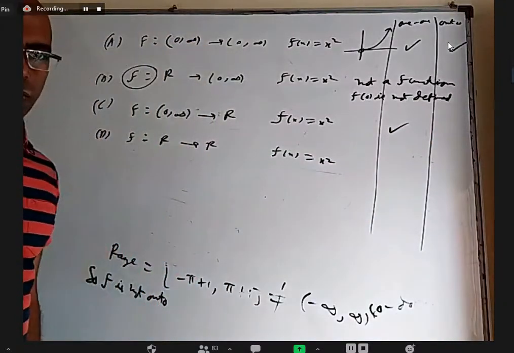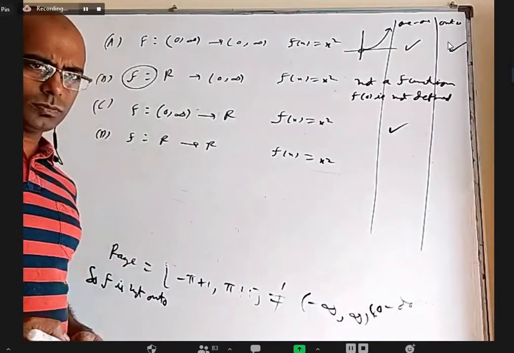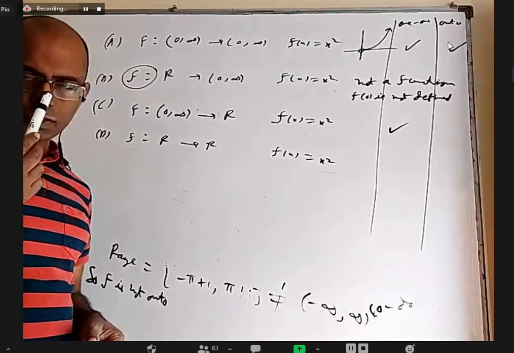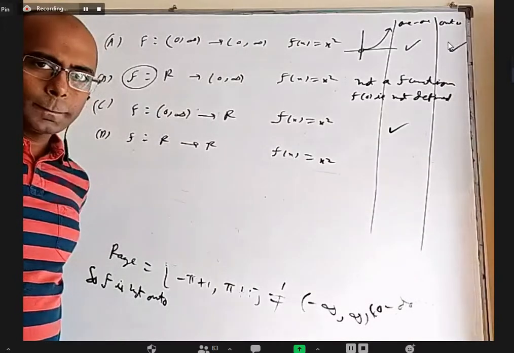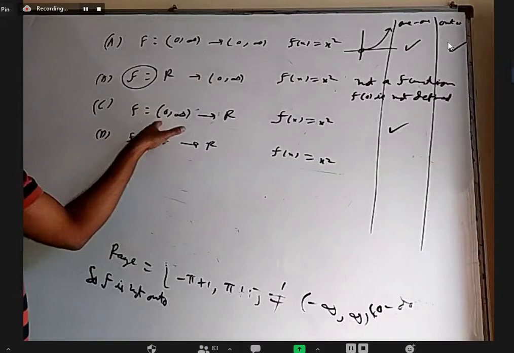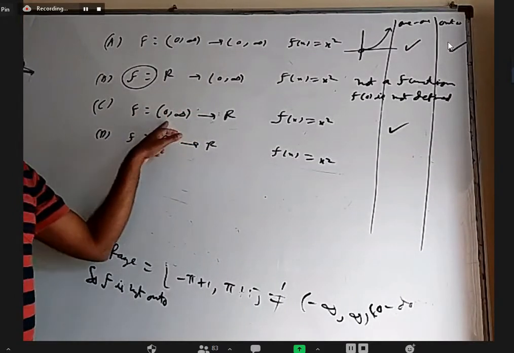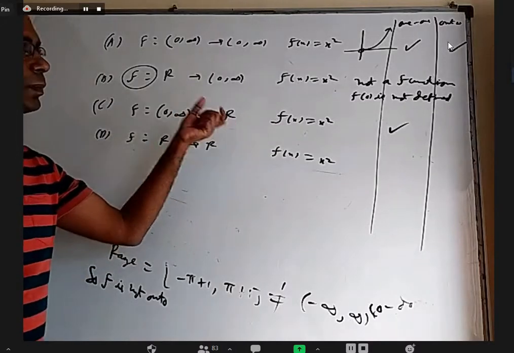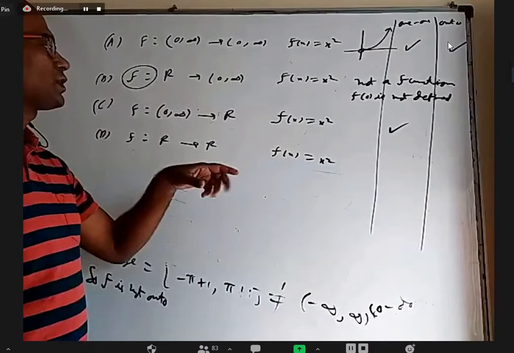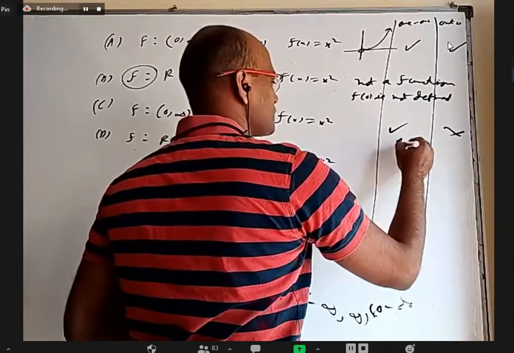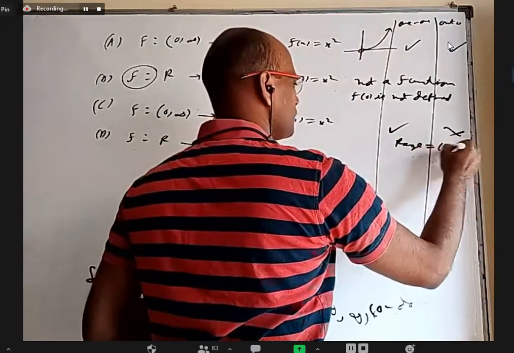But it is not onto. Why is it not onto? Range is not equal to codomain. What is the exact range? Open 0 to infinity. Not closed at 0, open 0 only, because in the domain 0 is missing. So the range is open 0 to infinity, and the codomain is R. So that's why it is not onto.